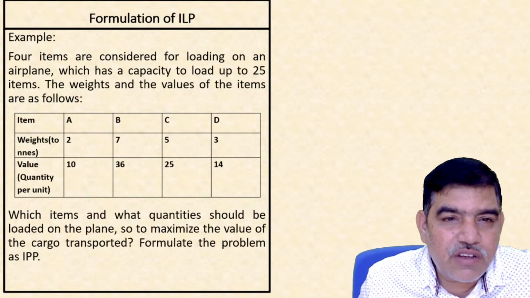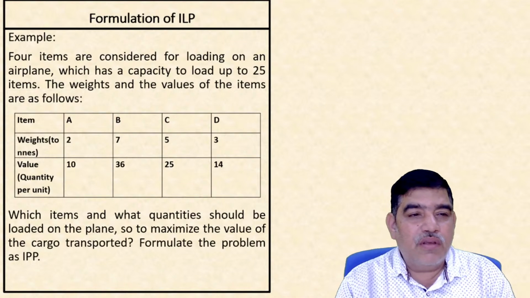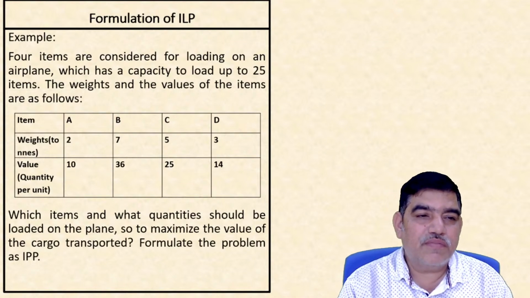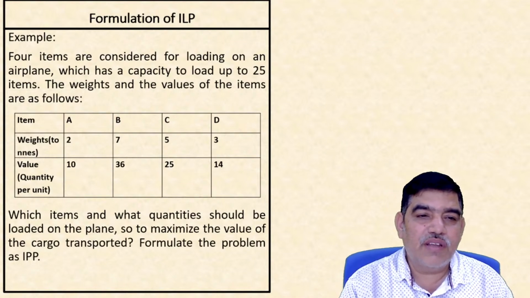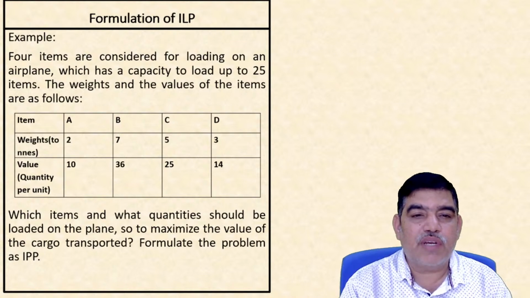4 items are considered for loading on an airplane. So the third example is 4 items. Let us consider A, B, C, D. The 4 items are considered for loading on an airplane which has a capacity of load up to 25 items. That is the limit here. The weight and values of the items are as follows. It is mentioned in the tabular format.